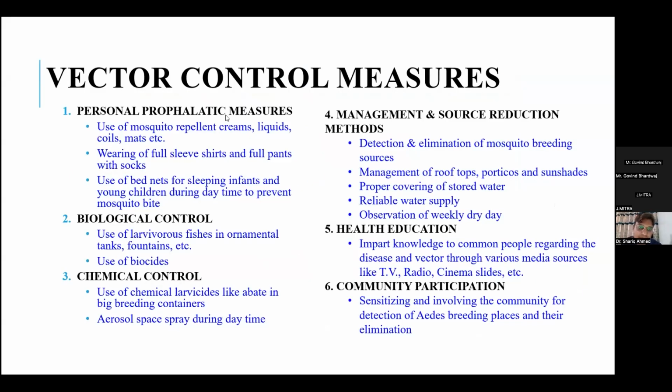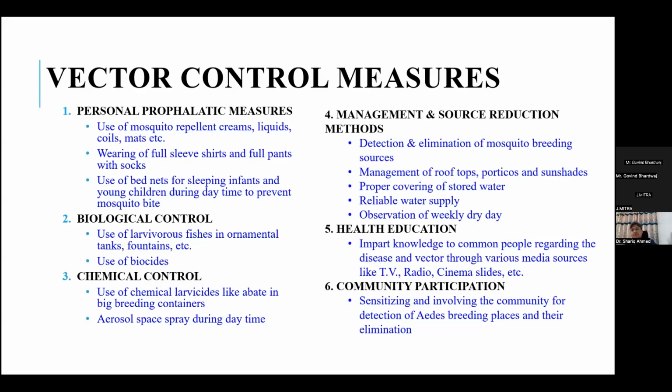So MHFW has given these points. We can use the personal prophylactic measures. Biological control is very much happening today, so use of live fishes in the ornamental tanks and fountains, and use of biocides. Then we can do chemical control by spraying the insecticides or larvicides, along with source reduction.